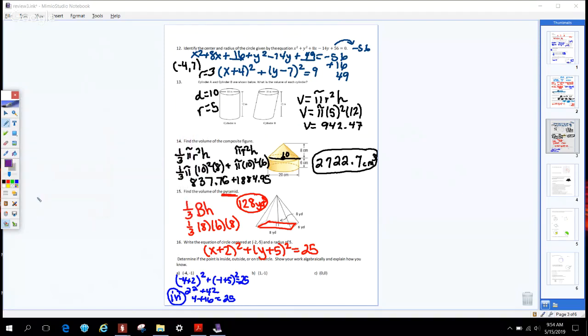Next. Here we're going to plug this in. 1 plus 2 squared plus -1 plus 5 squared. So that's going to give us 3 squared plus 4 squared, which is 25. So that's on. Here we have 0, so we've got 2 squared plus 5 squared. That's going to give you 4 plus 25, so that's outside. So really just substituting in and solving is enough.